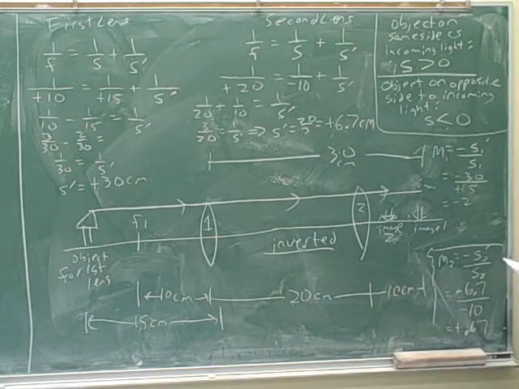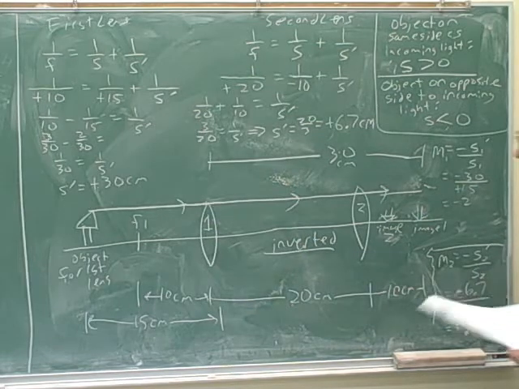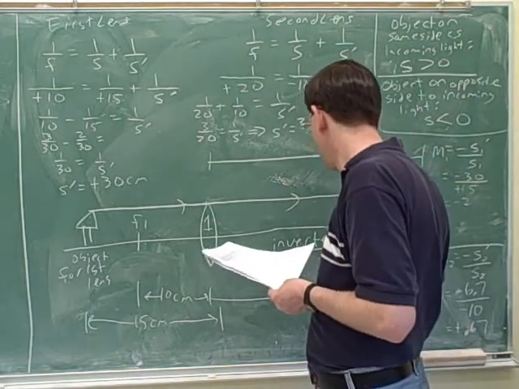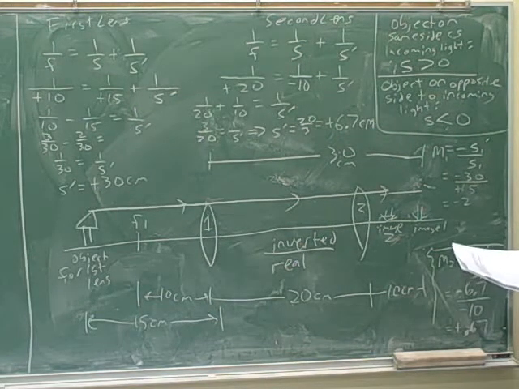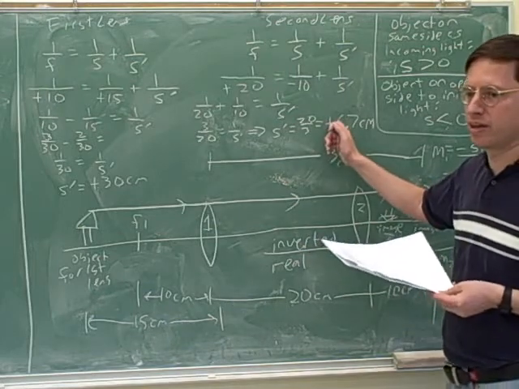And what about the other part of part B? It's virtual or real. Can you just look at S prime? Yeah. So then, in that case, it would be real. Yeah, that's right. It's real because S prime is positive. And that just came out from the math.